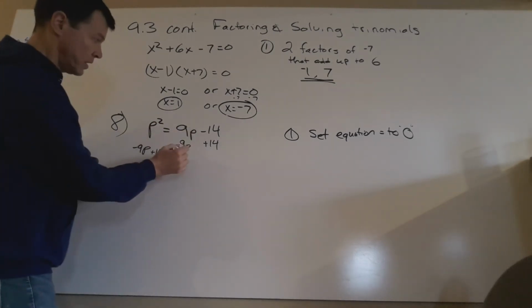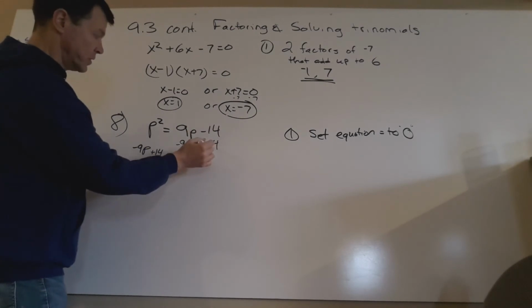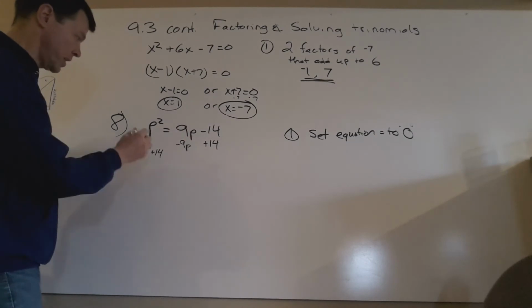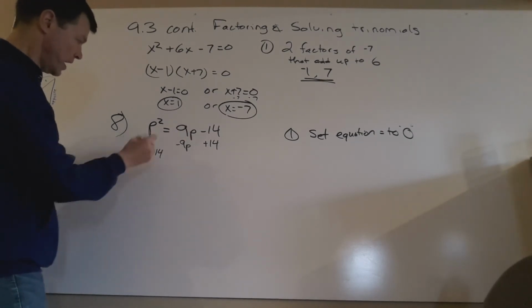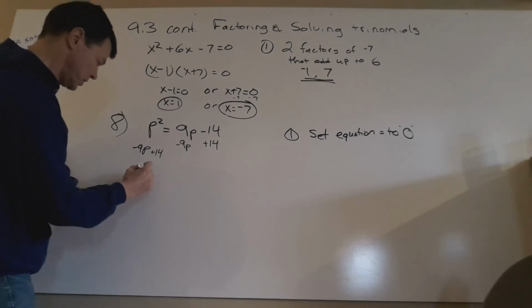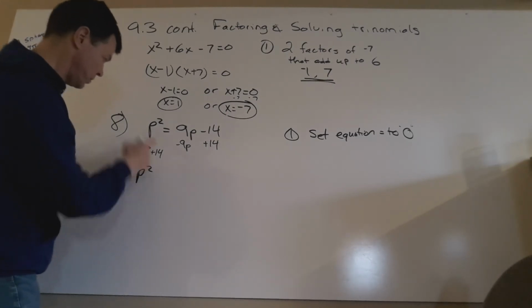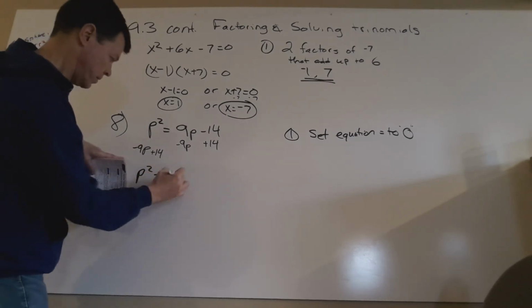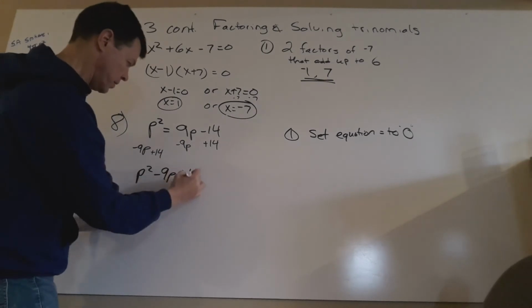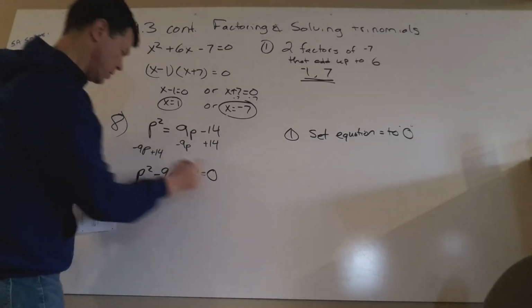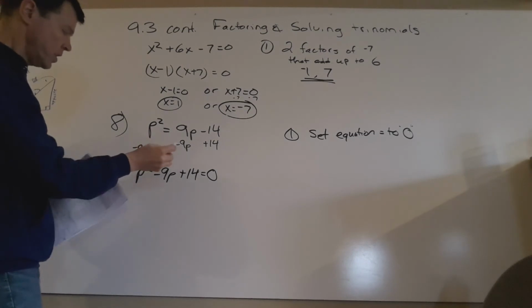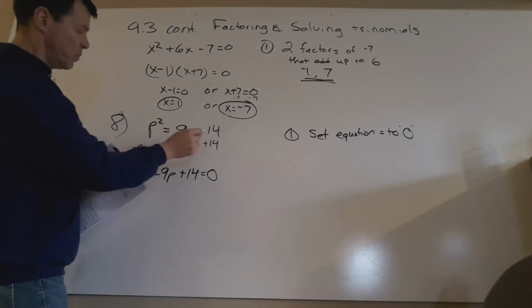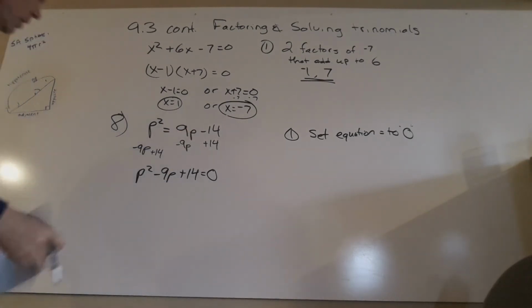9p minus 9p is, of course, 0. Negative 14 plus 14 is, of course, 0. On the right side, we have 0. We have part of our work cut out for us. It's done. On this left side, combine these to make this thing look simpler. You have p squared minus 9p plus 14. I'm just showing my work up here. We've done enough of these that you could just go p squared minus 9p plus 14 is going to equal 0. All right, here we are.